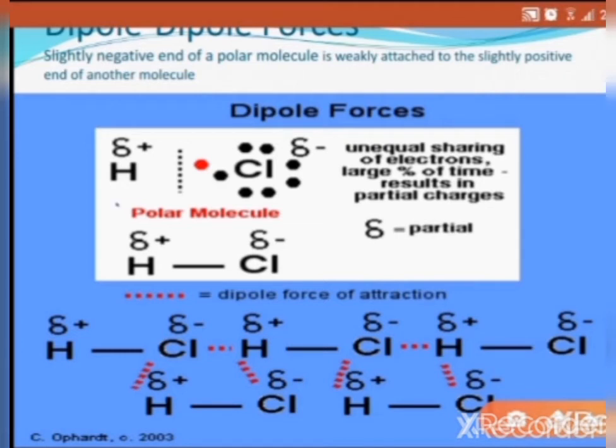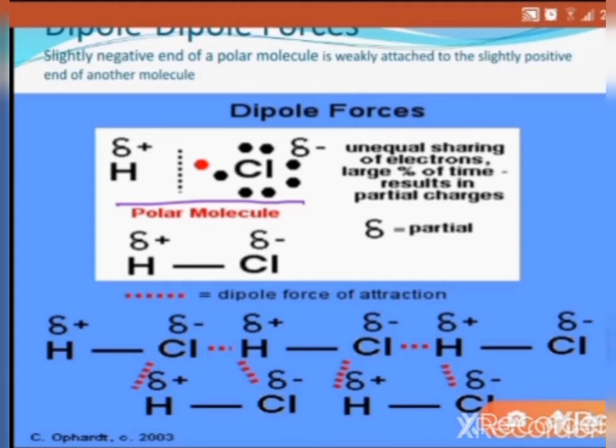You know HCl is a polar molecule. Due to unequal distribution of electrons, or due to the strong electronegativity of chlorine, the electron pair is closer to chlorine than to hydrogen. As a result, partial negative charge appears on chlorine and partial positive charge appears on hydrogen.